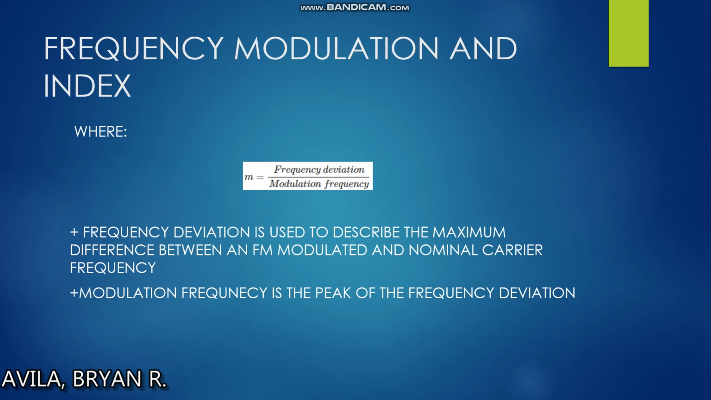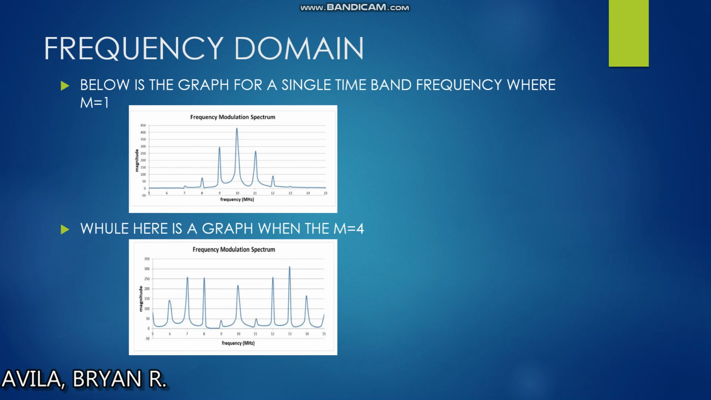Frequency modulation index. So this is the formula for the frequency modulation index, where frequency deviation is used to describe the maximum difference between an FM modulated and nominal carrier frequency. And under it is the modulation frequency, where modulation frequency is the peak of the frequency deviation. So basically you are just getting the division of the frequency domain. Here in frequency domain, we are talking about time and different domains that are affecting the frequency modulation.